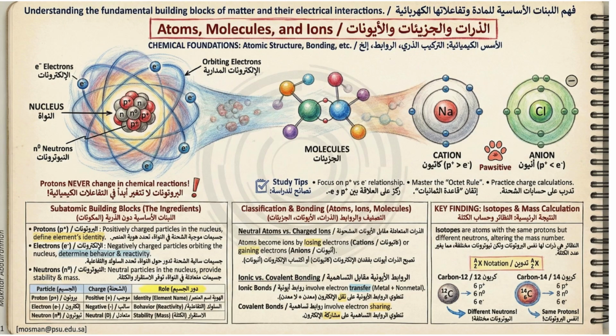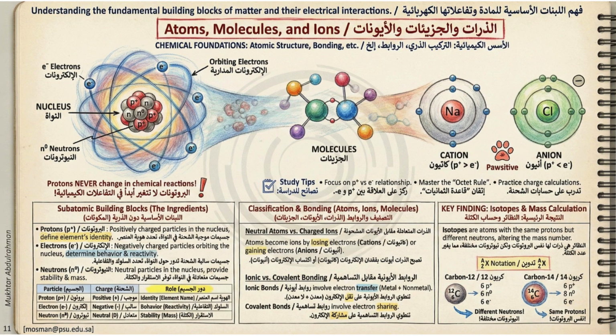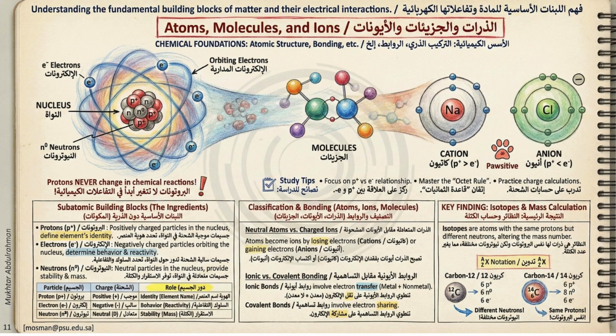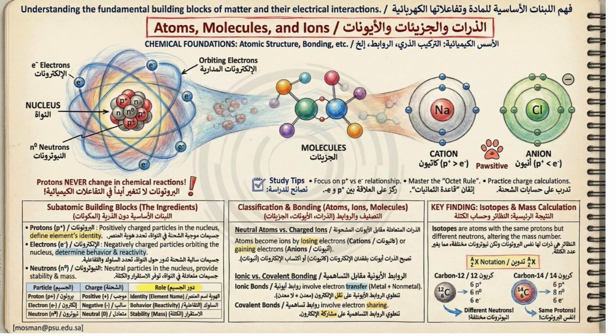At the center of the atom is the nucleus. The nucleus contains protons and neutrons. Protons have a positive charge. Neutrons have no charge. They are neutral. Electrons have a negative charge. They move around the nucleus in regions called orbitals or energy levels.